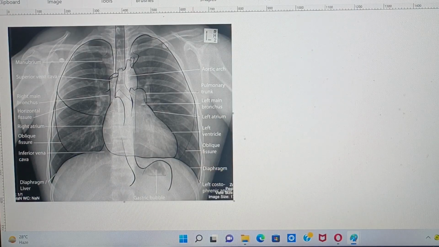Next one you can see here. Again, this is the trachea, then this is the left ventricle, this is part of the esophagus here, and this is the gastric shadow, the gastric bubble seen here. Then this is the right lung, divided into parts, and this is the left lung. The right lung has basically three lobes: the upper lobe, middle lobe, and lower lobe. The left lung usually has two lobes, upper and lower.